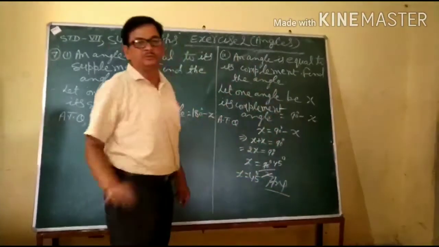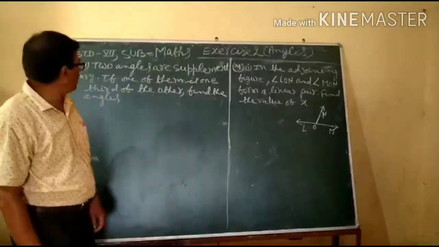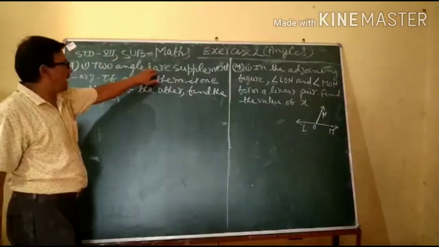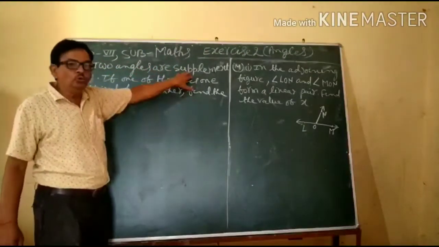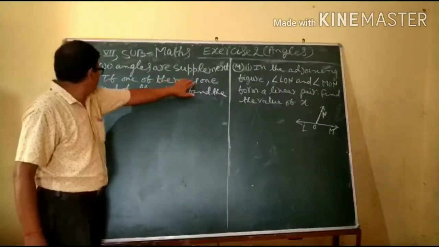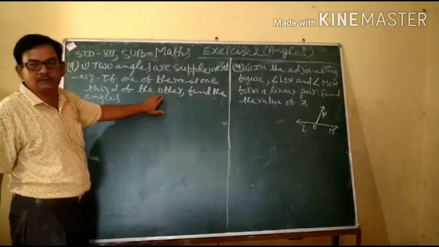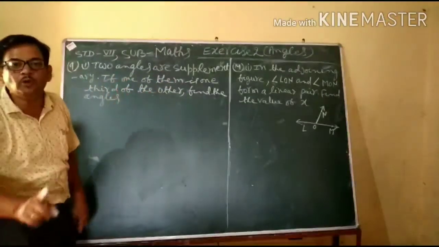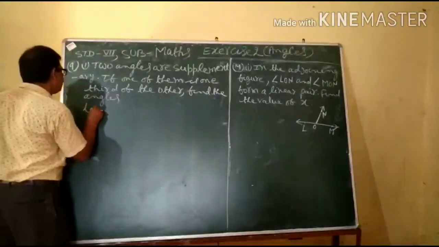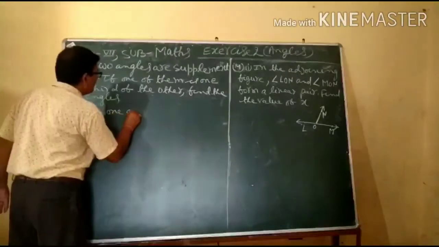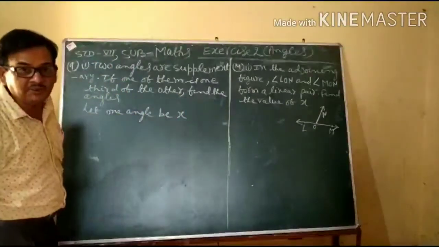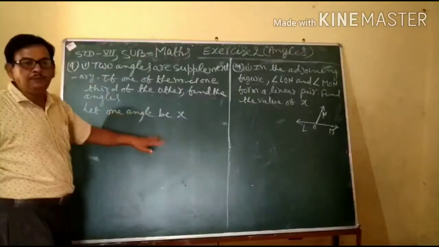Now understood? Thank you. I am going to solve question number 9. What is question number 9? Two angles are supplementary. If one of them is 1/3 of the other, find the angles. Means you have to find both the angles. Now what will you take? Let one angle be x.